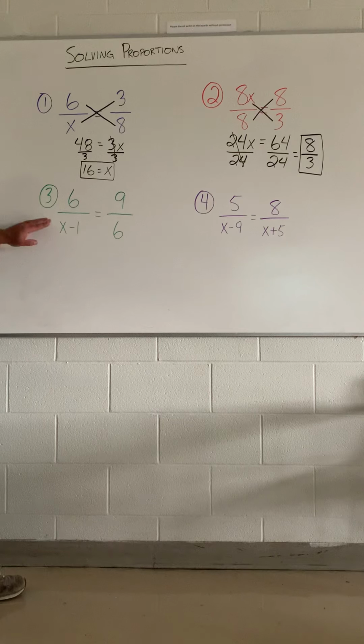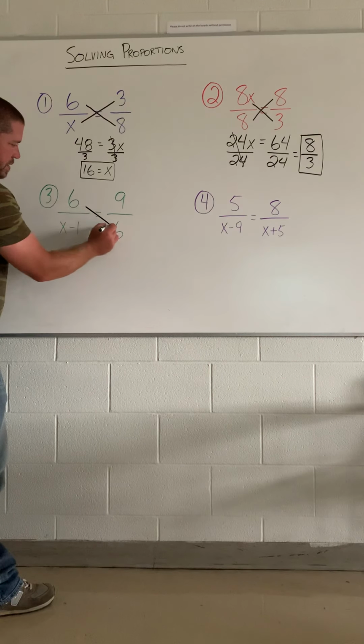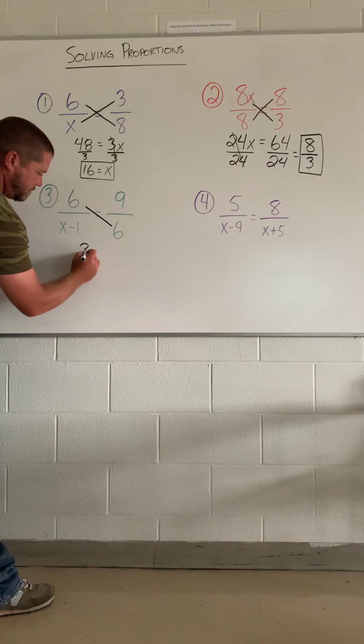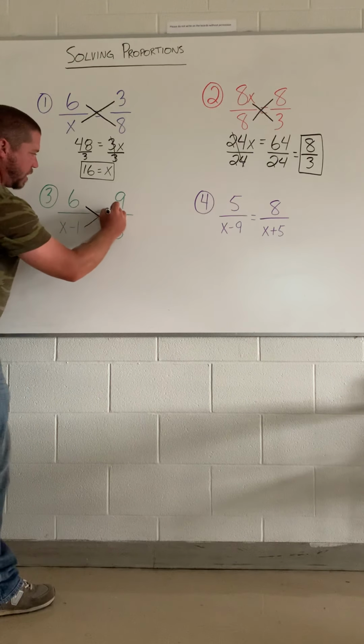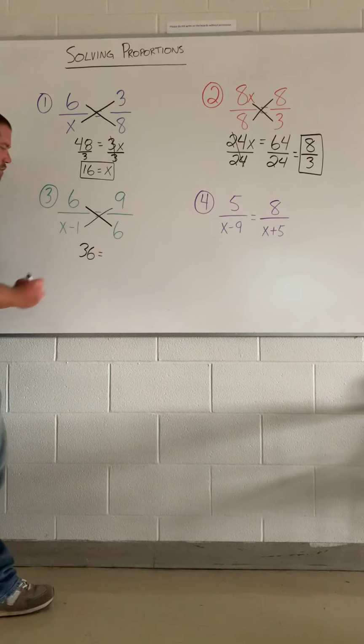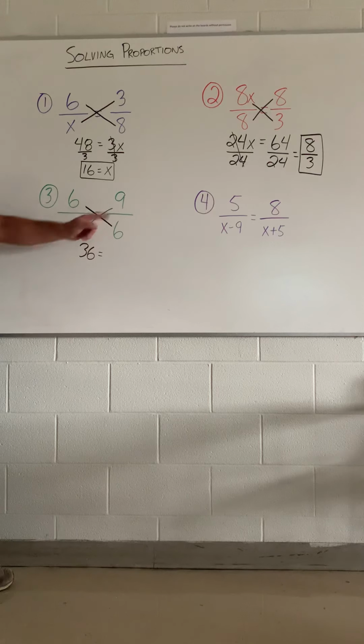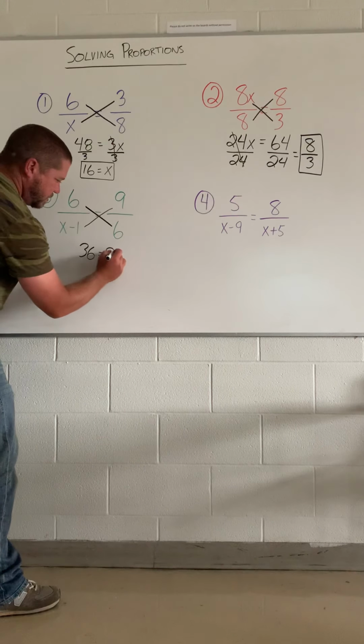All right, for our third, notice in our denominator here, we've got a binomial now. But we're still going to do the exact same process. Cross multiply. And we're going to get 36 equals. Now, when we multiply these two, we've got to multiply x by 9 and -1 by 9. So 9 times x is 9x. And 9 times -1 is -9.